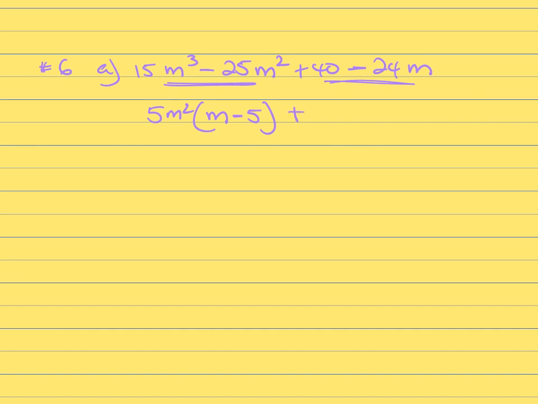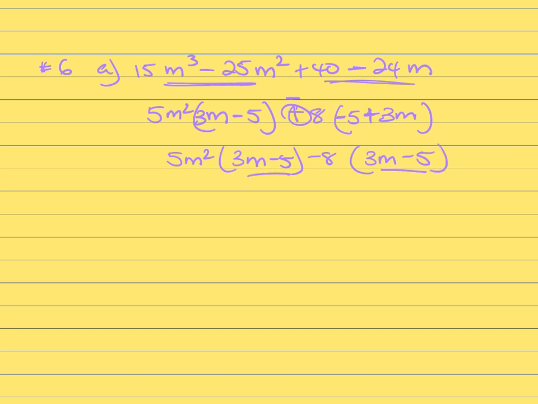And the second one, pull out 8, and we're left with 5, sorry, this is 3m minus 5. 5 minus 3m. Now we notice that the signs are different, so we'll make this minus, make this minus, make this plus. So we'll get 5m squared (3m minus 5) minus 8 (3m minus 5). Now both of these are common, so we get 3m minus 5, and we are left with 5m squared minus 8.